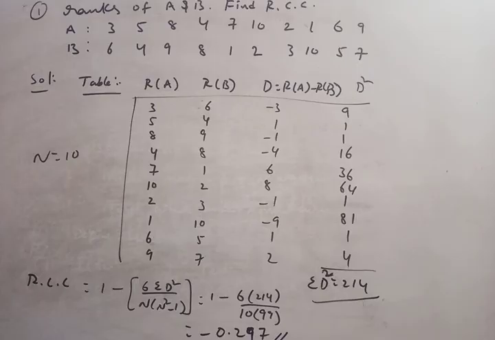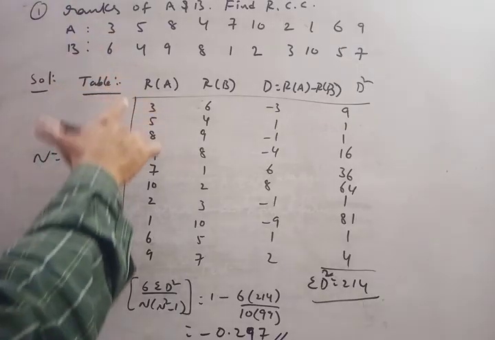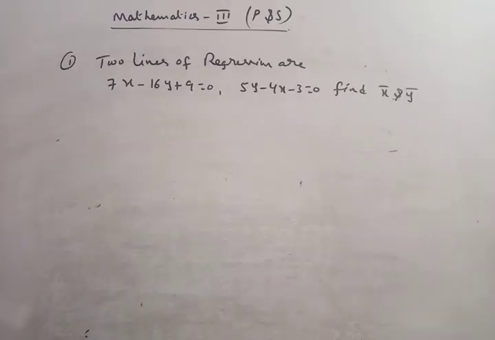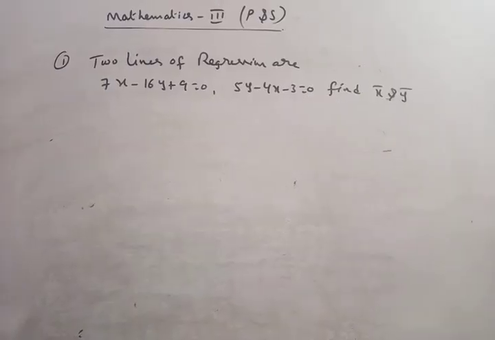So this is also one important problem. Here he gave the ranks directly. Whenever the ranks are given directly, we have to start from the rank of A and rank of B directly. No need to take the bigger value or smaller rank again like that.